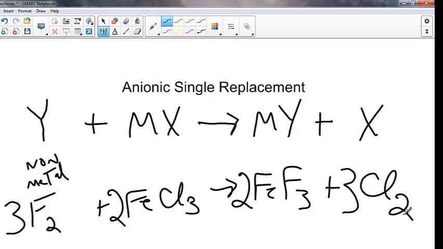Notice I'm still using the same naming rules, the same writing formula rules I knew in the last chapter. This guy's a plus 3 on this side. This is a plus 3 here. This guy is not changing charges. The F is going from neutral to a minus 1, so I need 3 of them. The Cl is going from a minus 1 to neutral. Again, it's diatomic, but that is the correct formula.